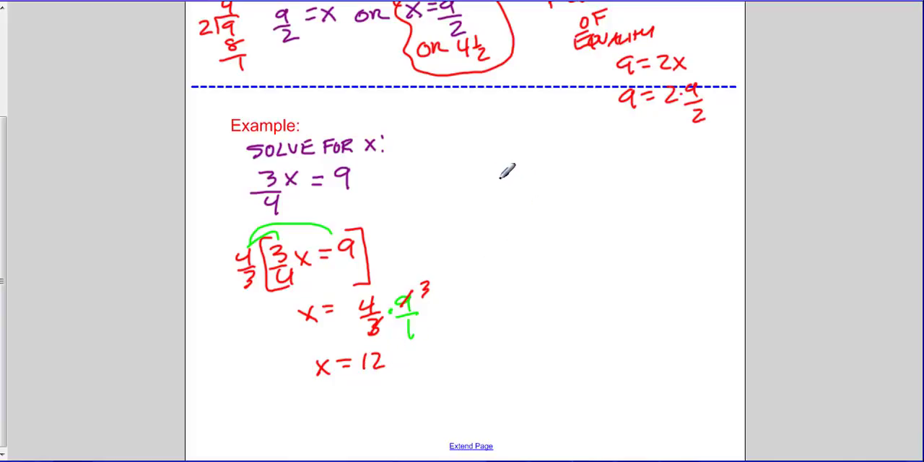And you can check your answer. So if I put in 12 for x, I have 3 times 4/4. That's 36 divided by 4, which is 9. So that checks out.